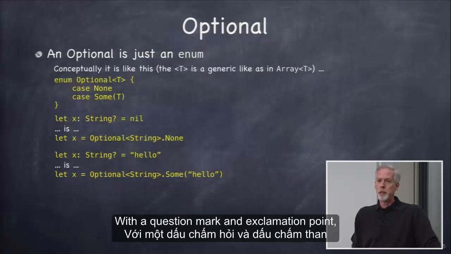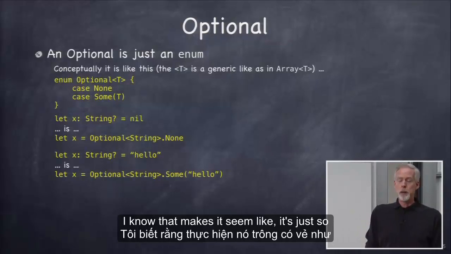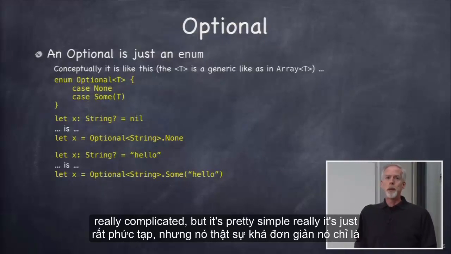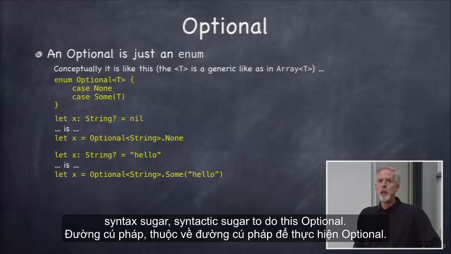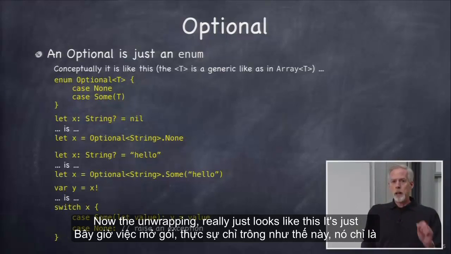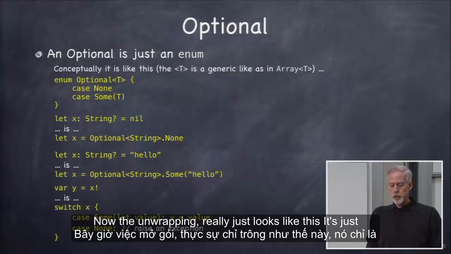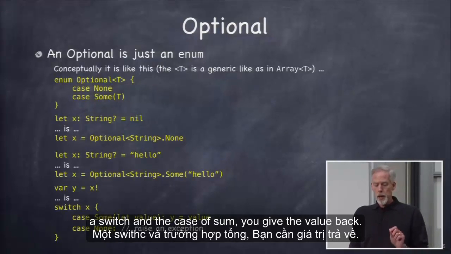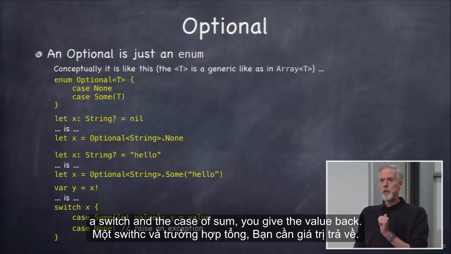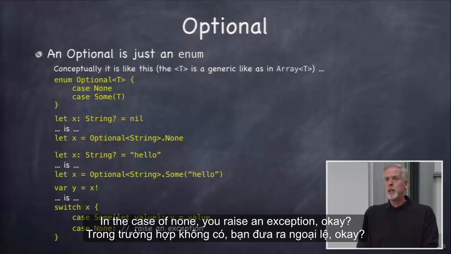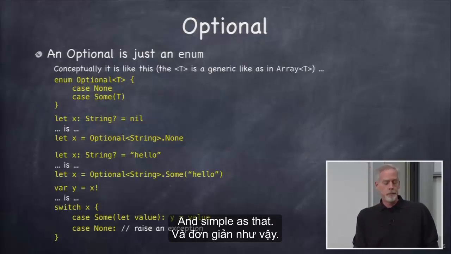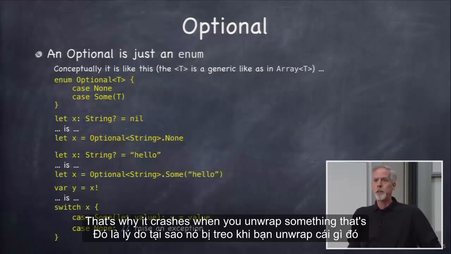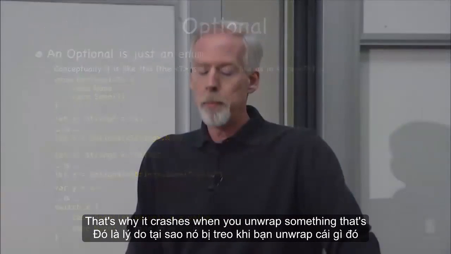The question mark and the exclamation point, I know that makes it seem like, whoa, it's really complicated, but it's pretty simple, really. It's just syntactic sugar to do this optional. Now, the unwrapping really just looks like this. It's just a switch. And in the case of some, you give the value back. And in the case of none, you raise an exception. Okay? Simple as that. That's why it crashes when you unwrap something that's nil.